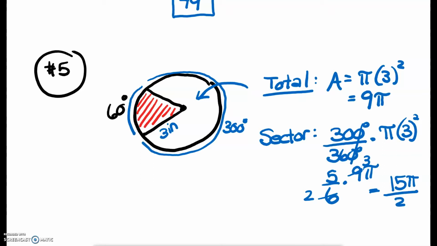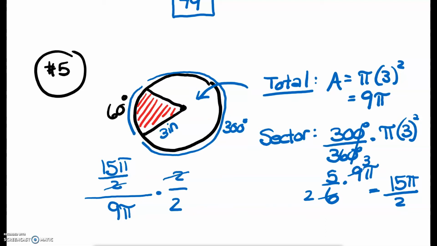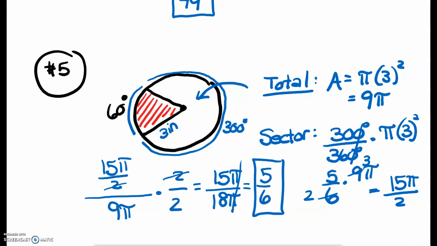So now what I need to do is put the area of the sector, because we're looking for the probability it lands in the sector. So the probability that it lands in the sector is 15 pi over 2, and we have to divide that by the total area of the circle, which is 9 pi. So how do I get rid of that 2? Well, I'm going to multiply by the number 1, 2 over 2. These 2's will cancel. And so now I have 15 pi over 18 pi, which 3 goes into both of them, and the pi's reduce out. So I have 5/6. That's the probability that it's going to fall in the non-shaded region.